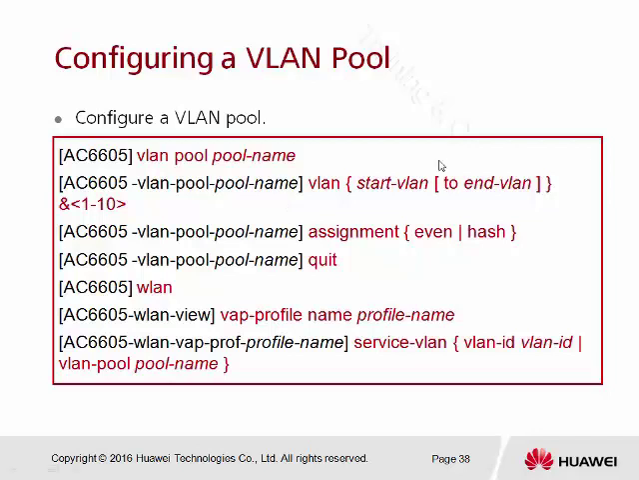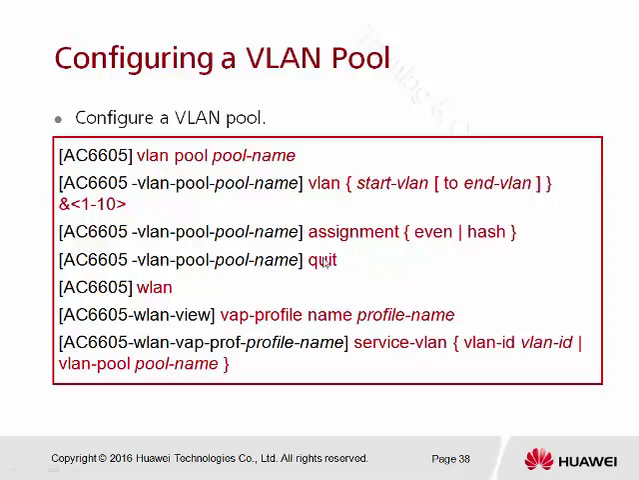If I use the command VLAN space 10 dash 30, that means I want to include the whole range from VLAN 10 all the way to VLAN 30. That means include 10, 11, 12, 20, 21, 22, all the way to 30. So this is the VLAN range. Then next, we can use the assignment command here to change the calculation, either evenly or using the hash. We have two selections here.